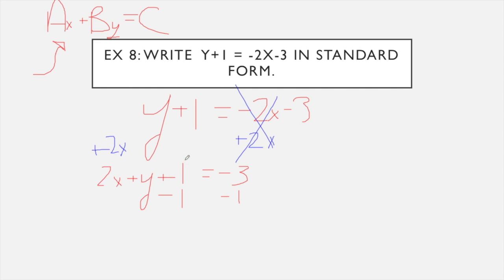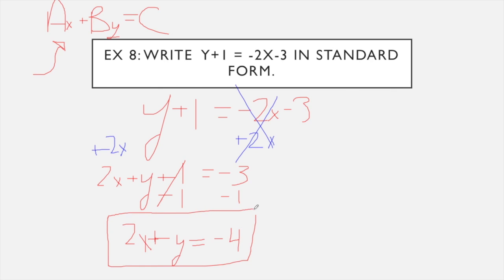So if we subtract 1 from both sides, this now goes away. And we'll have a negative 4 on the right. So 2x plus y equals now a negative 4. Now is this in standard form? Some number times x plus 1y equals a constant? Yes, that is perfect. That is exactly what standard form looks like.